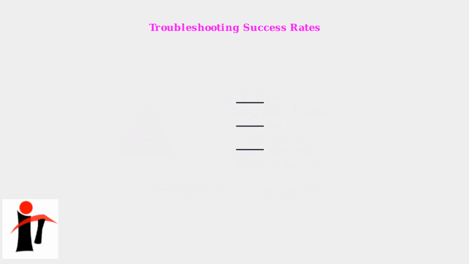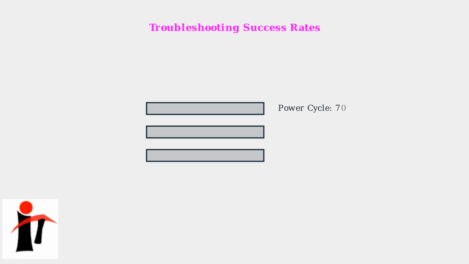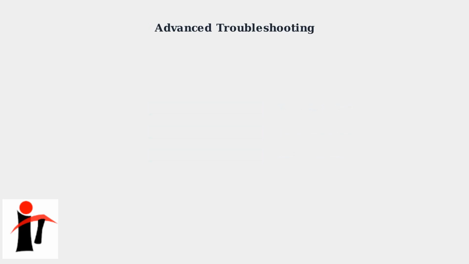These troubleshooting steps resolve the majority of TalkTalk box issues. Power cycling fixes 70% of problems. Network troubleshooting addresses 25%, and cable checks resolve 15% of remaining issues. When basic troubleshooting steps don't resolve your TalkTalk box issues, advanced techniques can help identify and fix more complex problems. Let's explore systematic approaches for the most challenging situations.